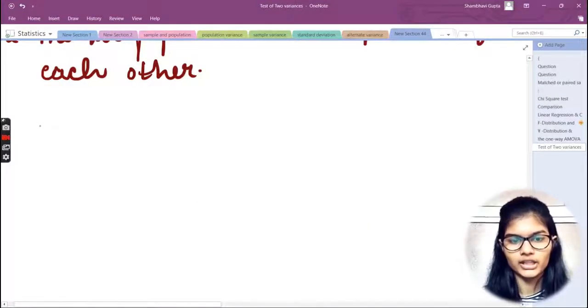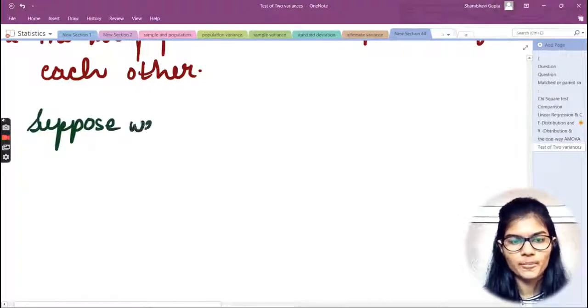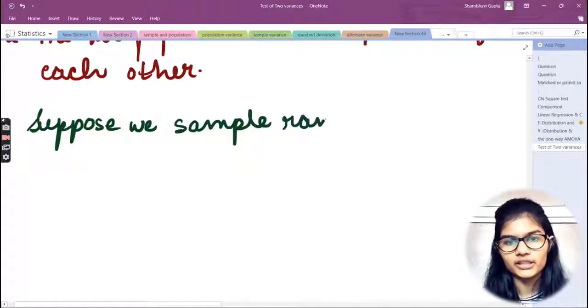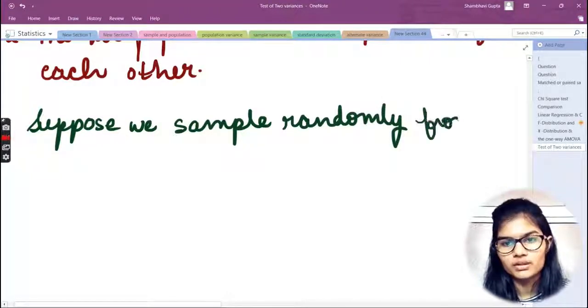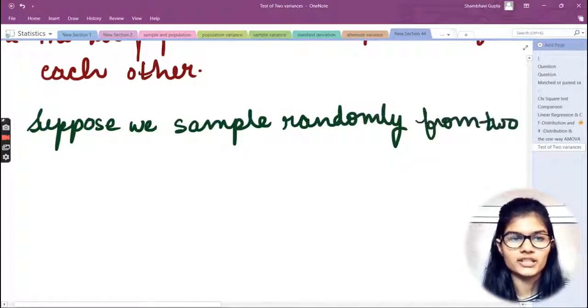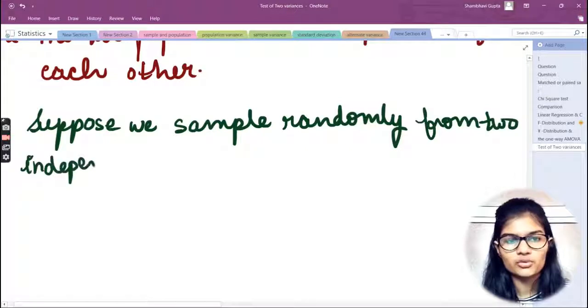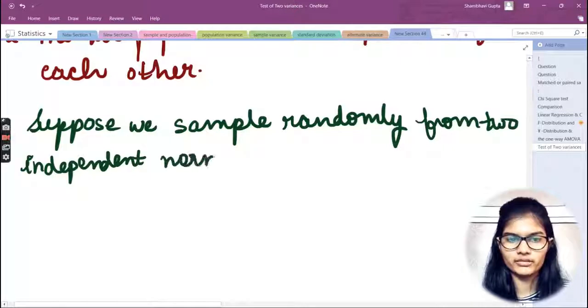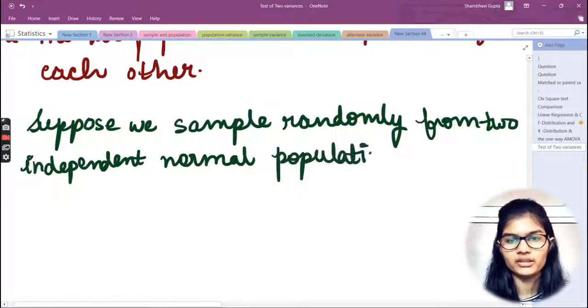Great. Okay, so here goes. Suppose we sample randomly from two independent normal populations. Fine. So suppose we sample randomly from two independent normal populations.